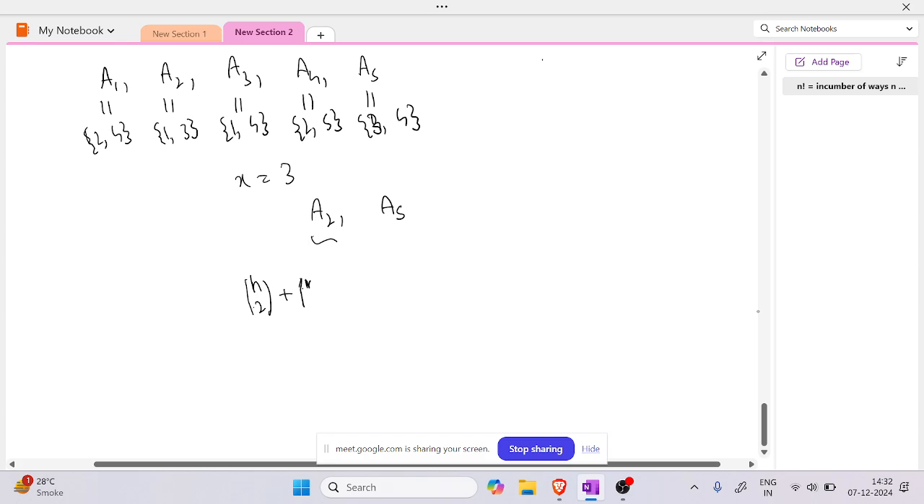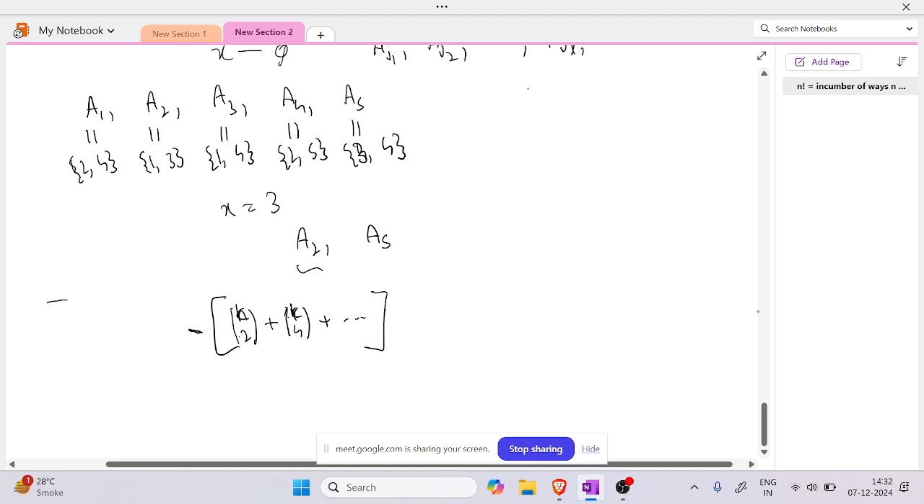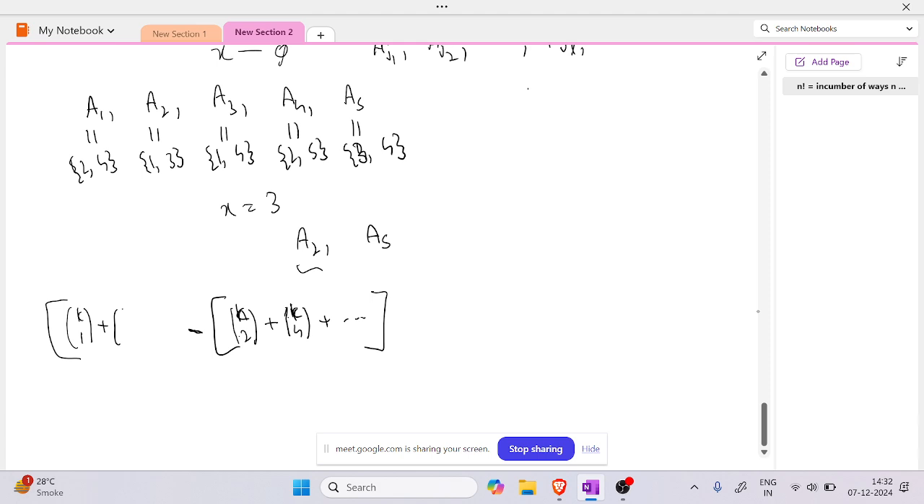Let's say k. So kC2 plus kC4 plus... the even terms are going to get subtracted, and the odd terms are going to get added. And we need to show that this counts x exactly once, because that's what we want, right? It should appear in the union exactly once, because a set cannot contain an element two times.